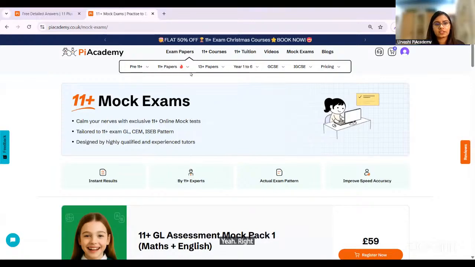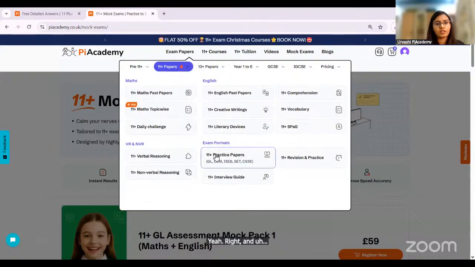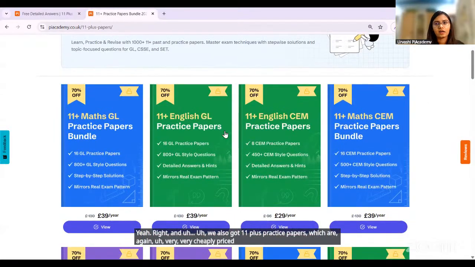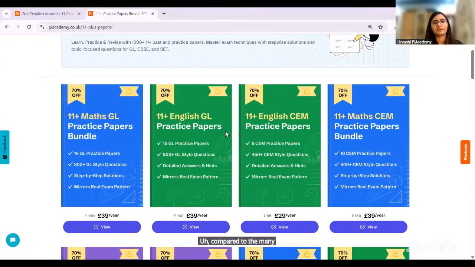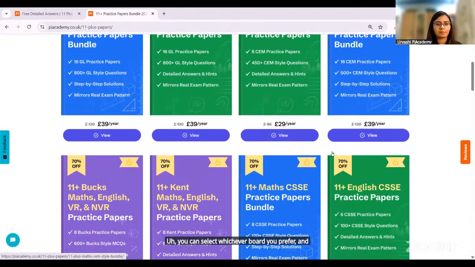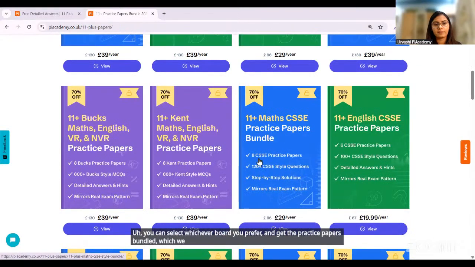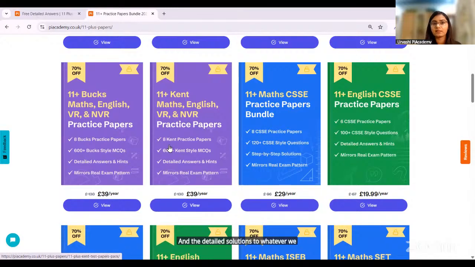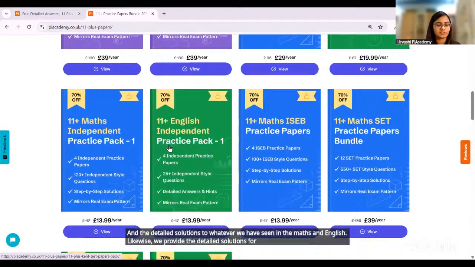And we also got 11 plus practice papers, which are again very, very cheaply priced, as you can see, compared to the many other platforms that provide these bundles. You can select whichever board you prefer and get the practice papers bundle, which we have already mentioned what all it includes, the number of questions, and the detailed solutions, like what we have seen in the maths and English. Likewise, we provide the detailed solutions for the practice papers as well.